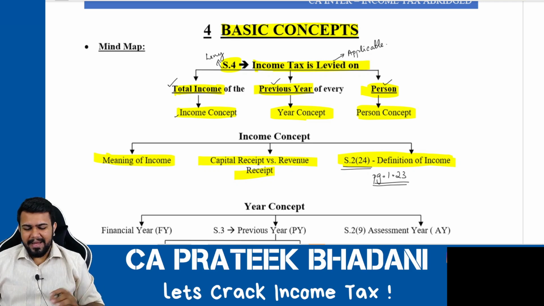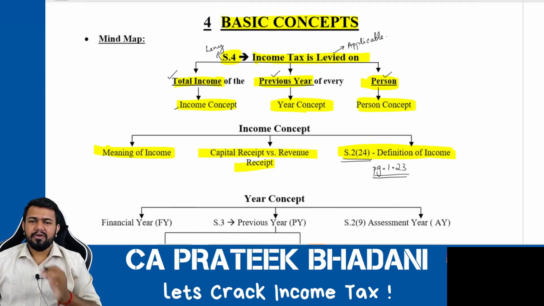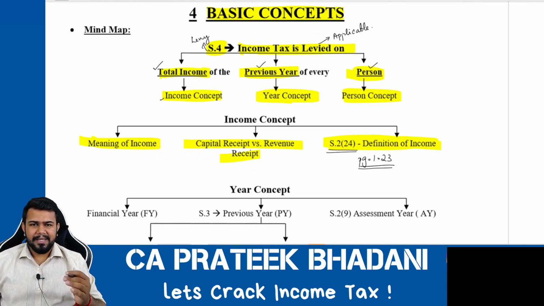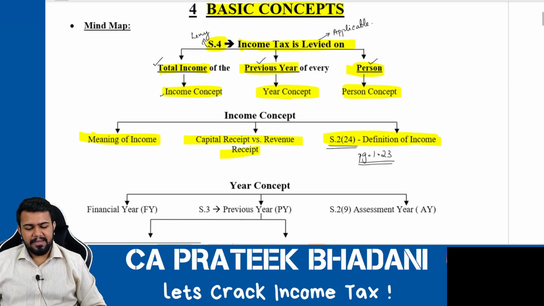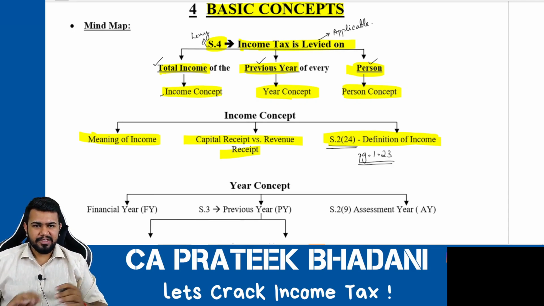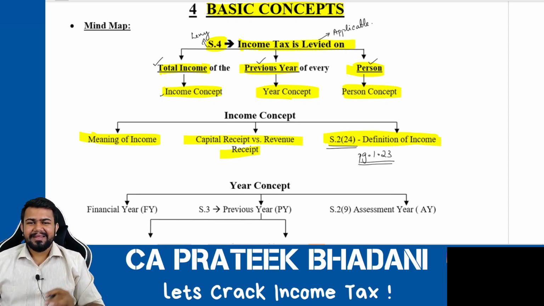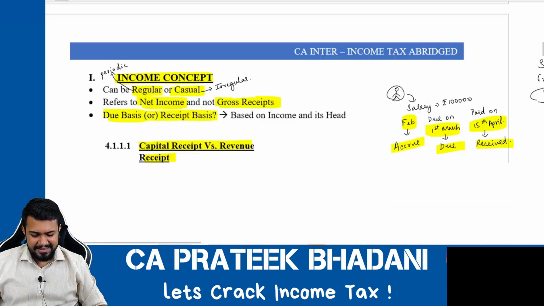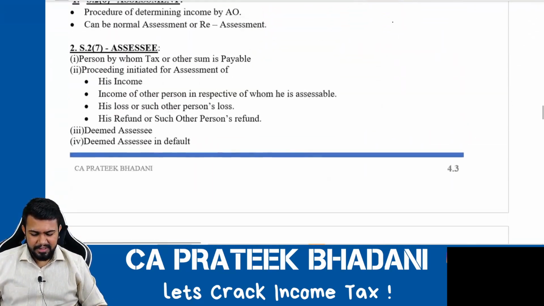Now, let us come back to the section of levy. Section 4 of the Income Tax Act 1961 speaks about levy. What is levy? Applicability. Income tax is applicable on the total income of previous year of every person. We saw the income concept, we saw the year concept. Now let us jump to the person concept. It is very important to know who and all are covered in the definition of person, because only if someone is covered in the definition of person, they should pay income tax. If not, they need not pay any income tax. Hence, let us see who and all are covered in definition of person.